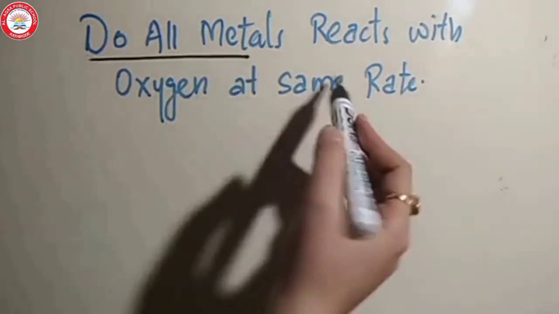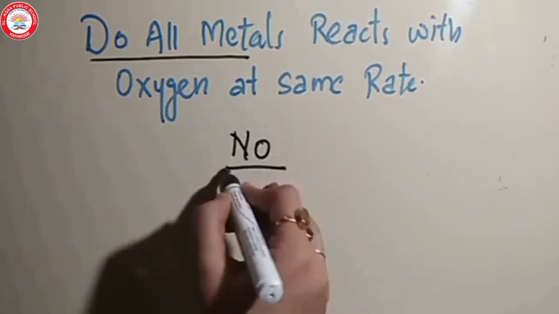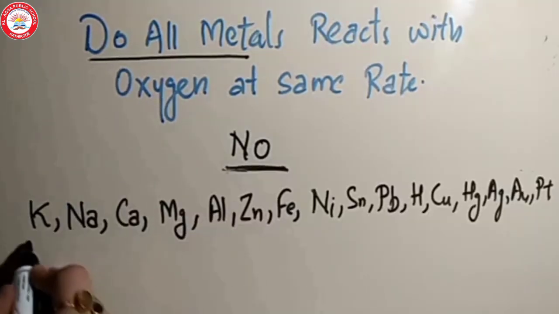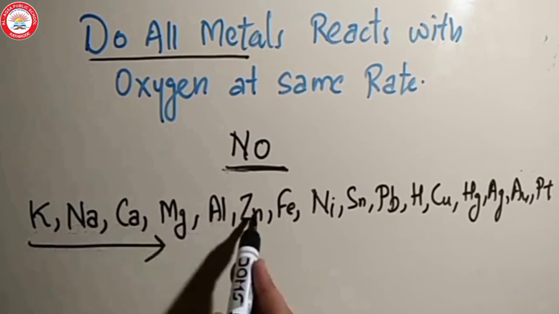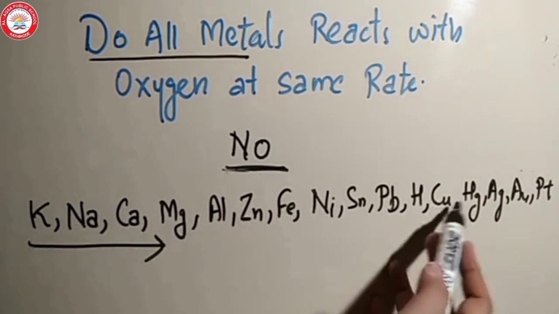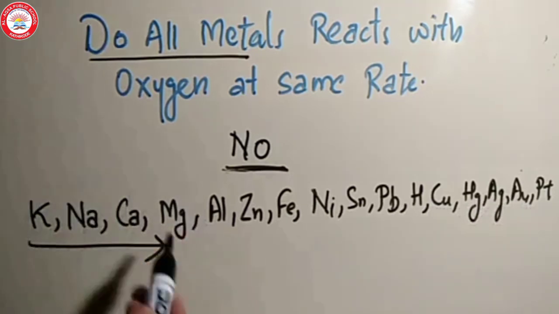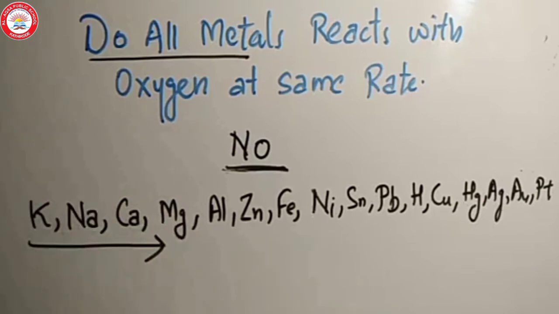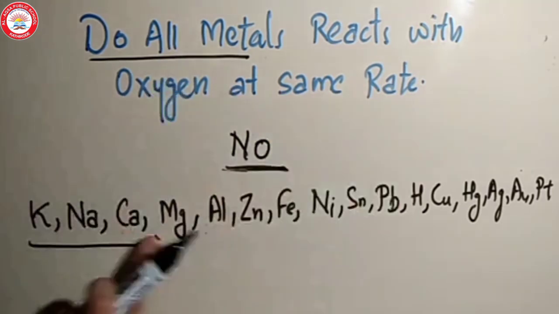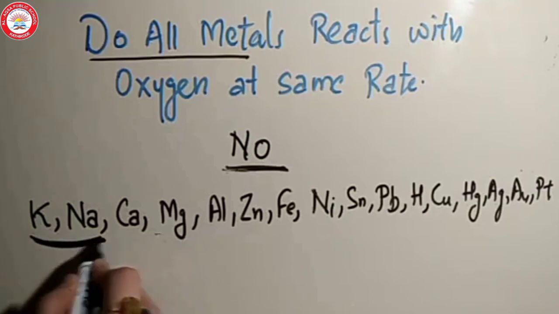The next one: do all metals react with oxygen at the same rate? No. Here we can see a series of metals in this order, which is known as the reactivity series, that we will study next class. So here we can see the arrangement of metals. The first metal is potassium. The next ones are sodium, calcium, magnesium, aluminum, etc.